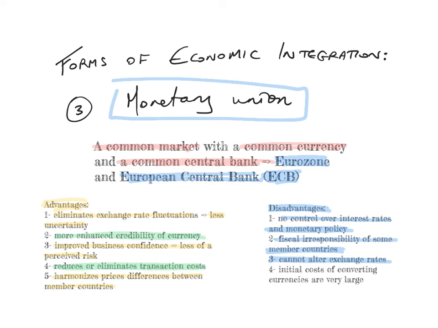And at the beginning, the initial costs of converting all the currencies within the monetary union to that single currency can be very large. So there are advantages as well as disadvantages to monetary union. By far in the world, this is probably the most advanced type of economic integration, and that's the Eurozone. That's the best example of it.